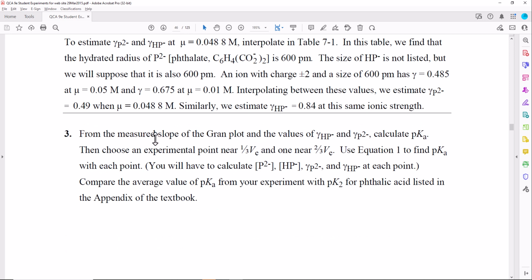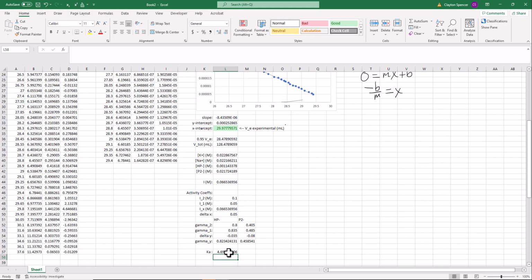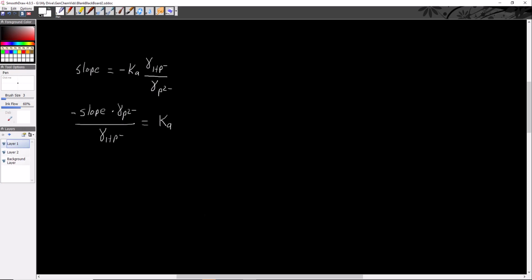Moving on to part 3. From the measured slope of the Gran plot, we just did that, and the values that we just calculated for gamma HP minus and gamma P2 minus, calculate pKa. We've calculated Ka, so let's calculate pKa now. How do we do that? Back to my little whiteboard here, just to remind you that p of anything is the negative log of that thing. So pKa is going to be the negative log of our Ka value.